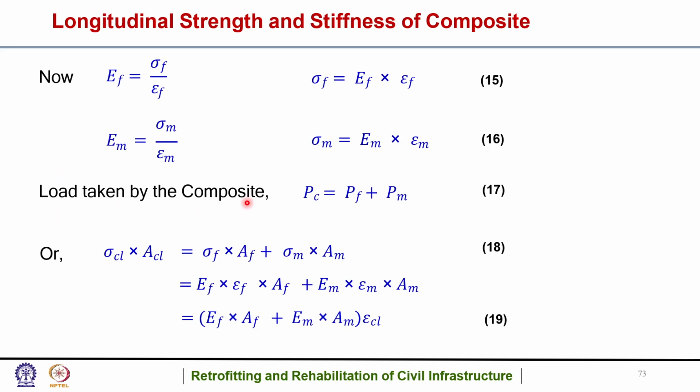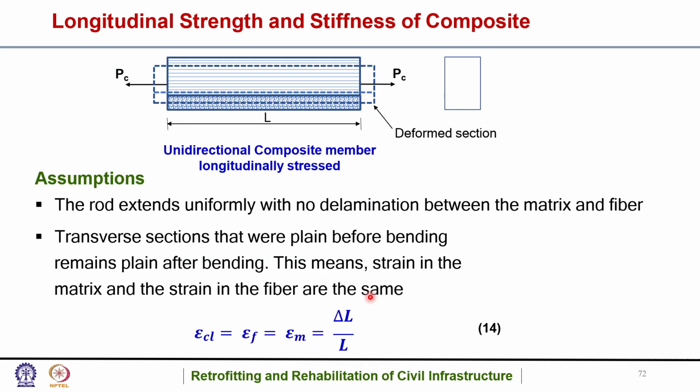So the load taken by the composite is the load taken by the fiber and matrix, that is PC equal to PF plus PM, or we can say sigma CL into ACL equal to sigma F into AF plus sigma M into AM, which is equal to EF into epsilon F into AF plus EM into epsilon M into AM, which is equal to EF into AF plus EM into AM into epsilon CL. Okay, because epsilon F equal to epsilon M equal to epsilon CL.